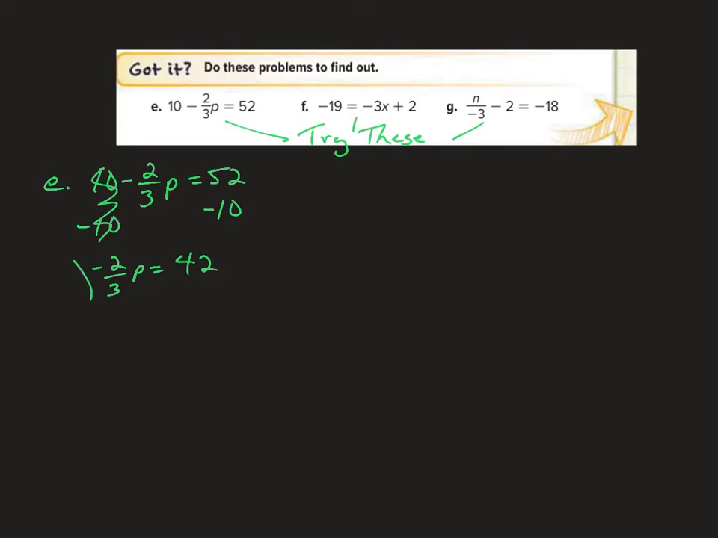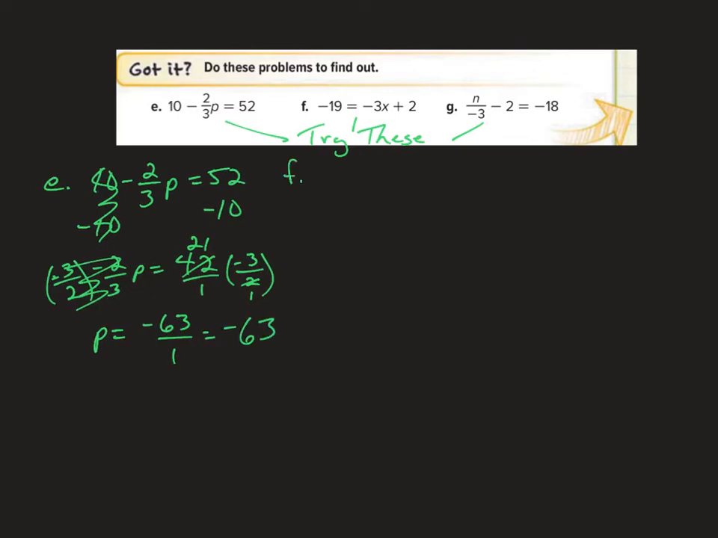Now we have to multiply both sides by the multiplicative inverse of negative 2 over 3, so that's negative 3 over 2. This side cancels, and we're left with p is equal to, we can do some factoring here. 2 divided by 2 is 1, 42 divided by 2 is 21. 21 times negative 3 would be negative 63 over 1, or just negative 63.